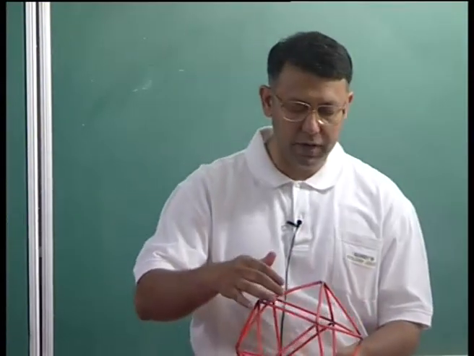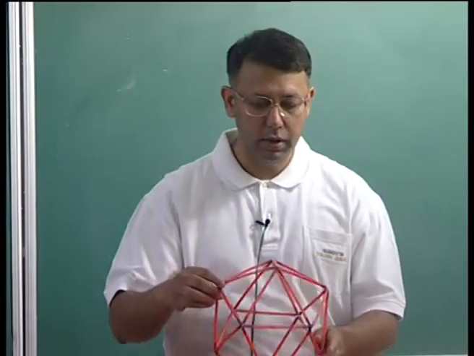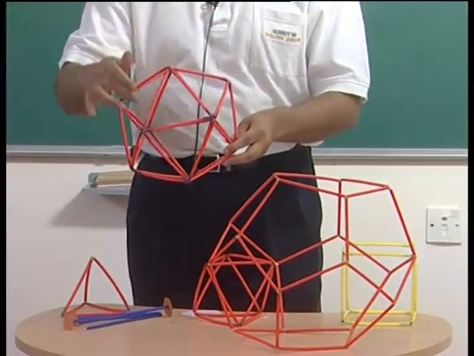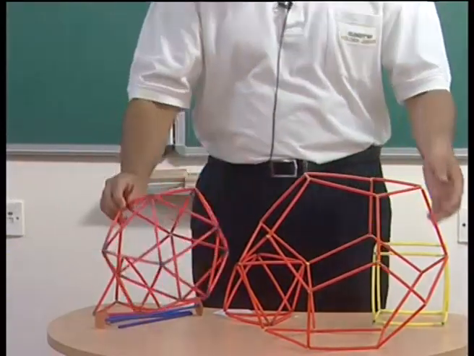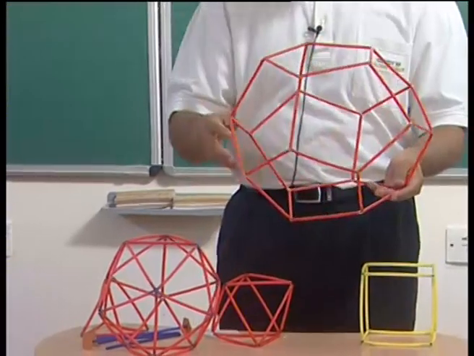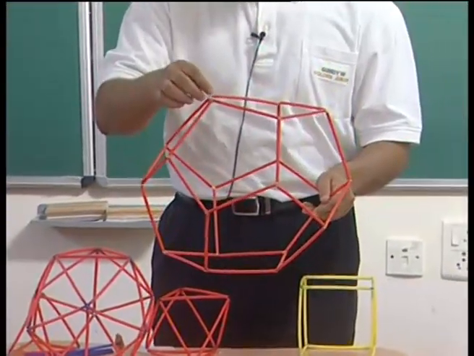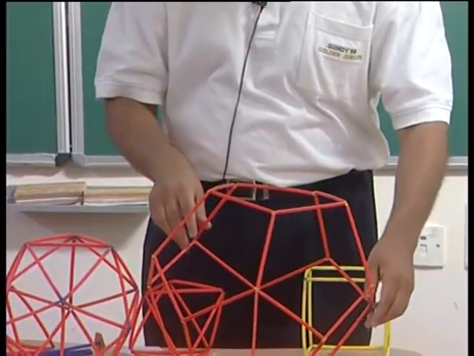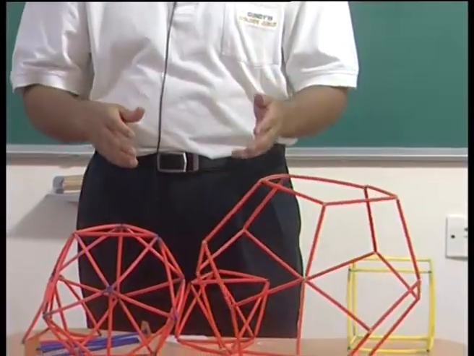For instance, every face of this solid is triangular. At every vertex of this solid, you find there are 5 triangles which come together. If you look at this solid, for instance, you find that every face is actually pentagonal, and at every vertex you have 3 of these pentagons coming together. So, there is some inherent beauty in these solids.